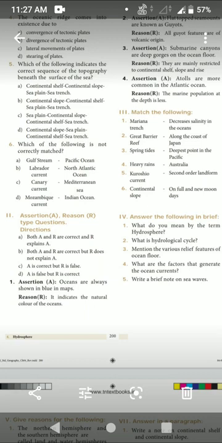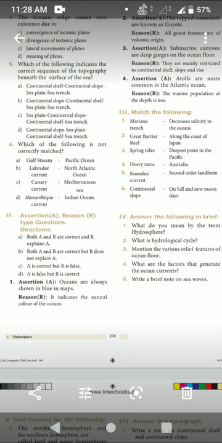Okay. Next, which of the following indicate the correct sequence of the topography beneath of the Earth's surface of the sea? That is the continental shelf, continental slope, sea plain, and sea trench. Okay. Next one, which of the following is not correctly matched? That is Gulf Stream, Pacific Ocean. Next, the amount of plankton to be found in the ocean is determined by 1, 2 and 3 are the correct. Depth of the water, ocean current, temperature and salinity.